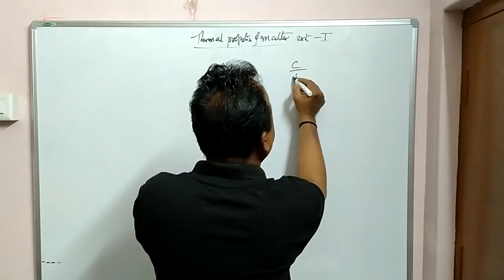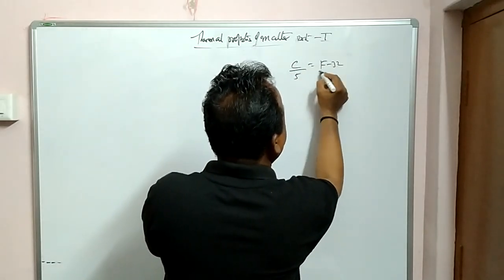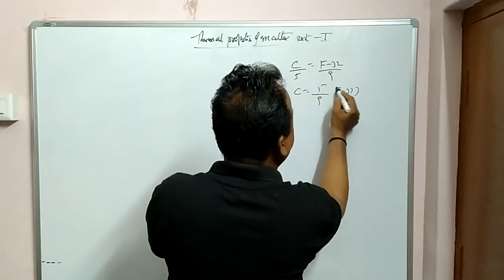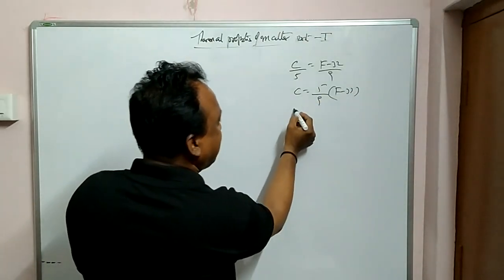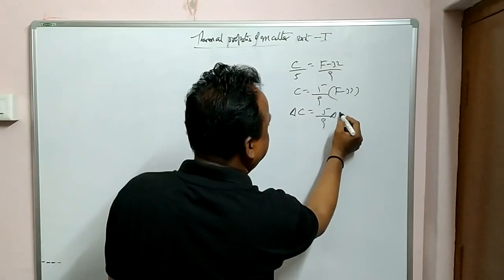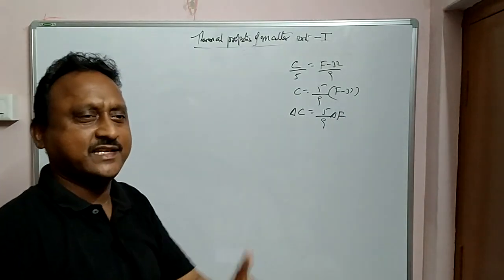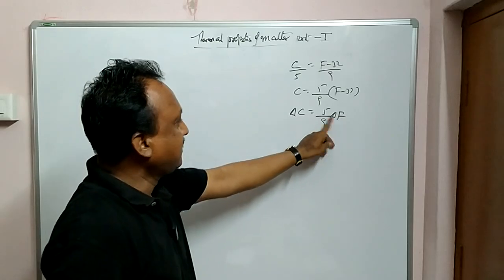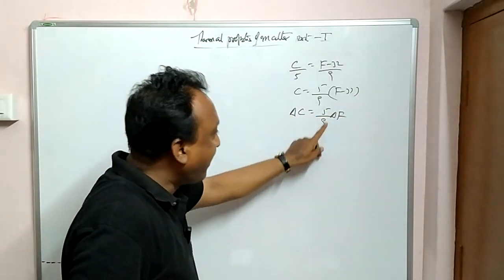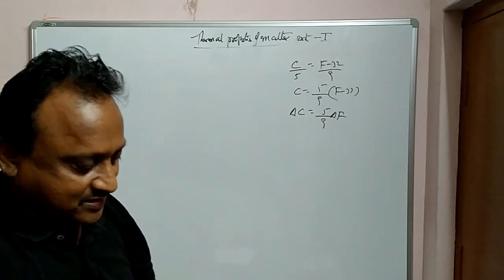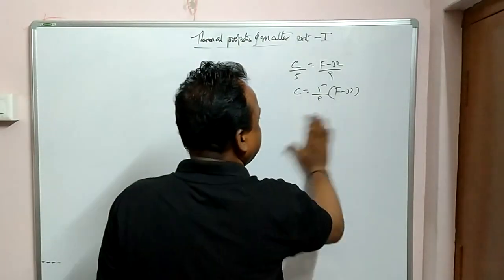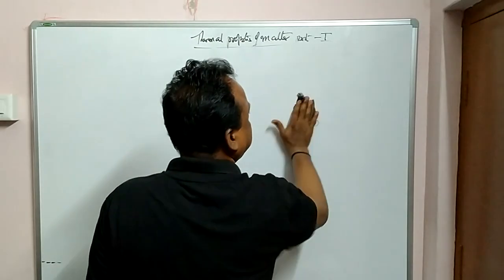C by 5 is equal to F minus 32 by 9, or C is equal to 5 by 9 into F minus 32. Here also if you see the partial derivative, what happens? Delta C is equal to 5 by 9 delta F. That means if Fahrenheit scale increases by 1 degree, centigrade goes by 5 by 9 into 1 degree. So those are the relations. Clear? And these are very important. And this is the end of the scales now.